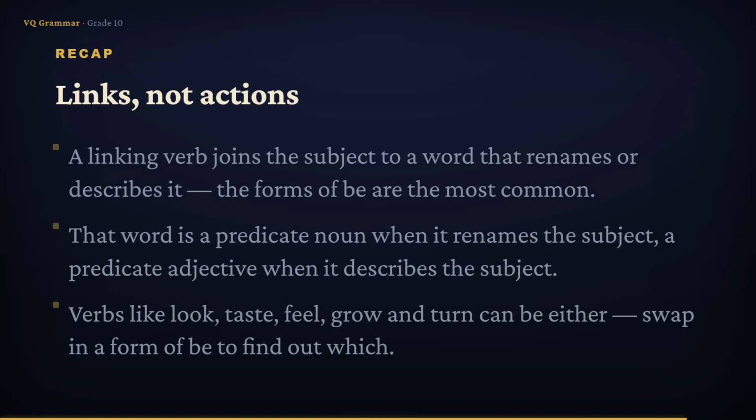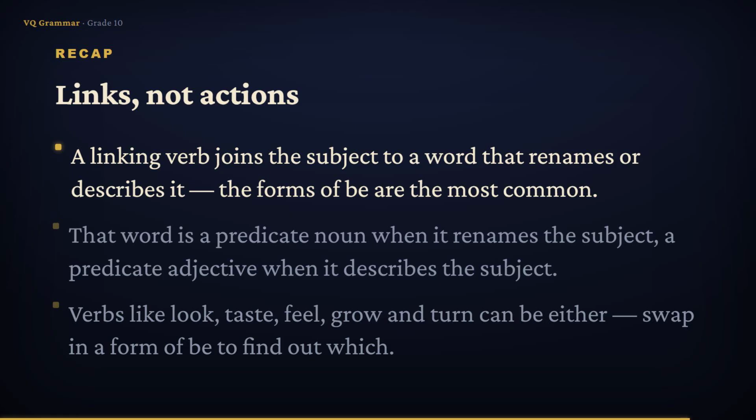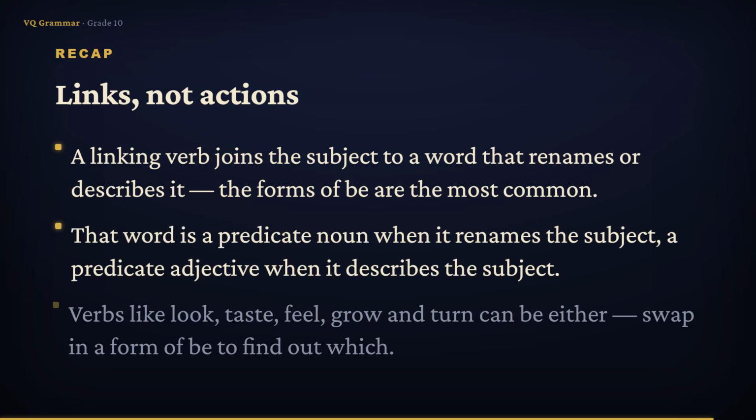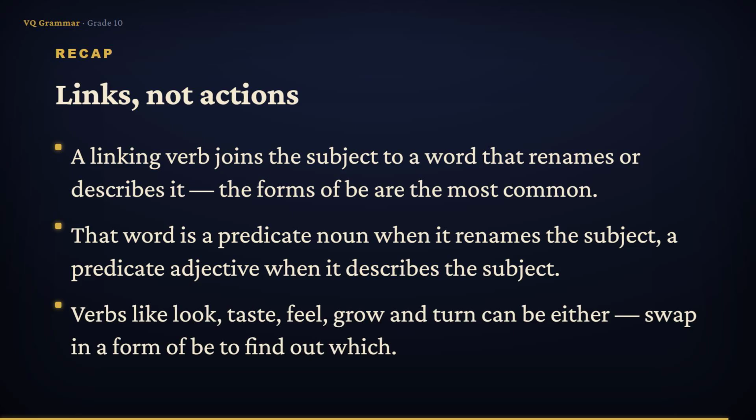Let's gather it all up. A linking verb doesn't show action at all. It joins the subject to a word that renames it or describes it. And the most common linking verbs are the forms of be: am, is, are, was, and were. The word on the other end of that link has a name too. It is a predicate noun when it renames the subject, and a predicate adjective when it describes the subject. And verbs like look, taste, feel, grow, and turn can go either way.